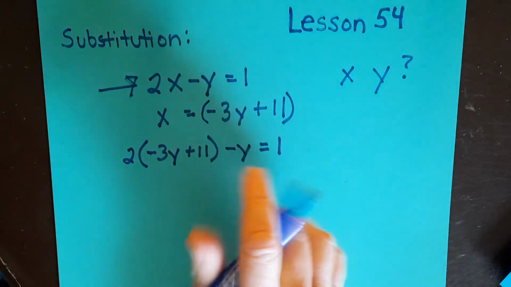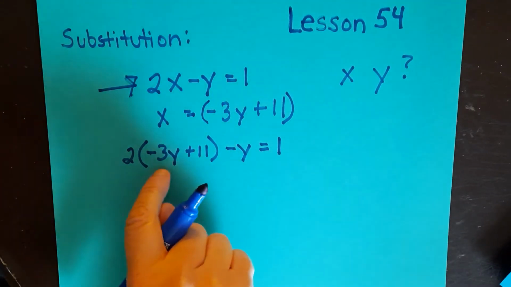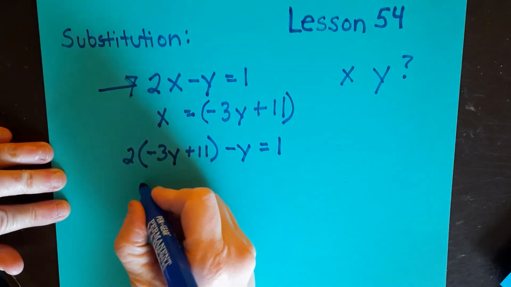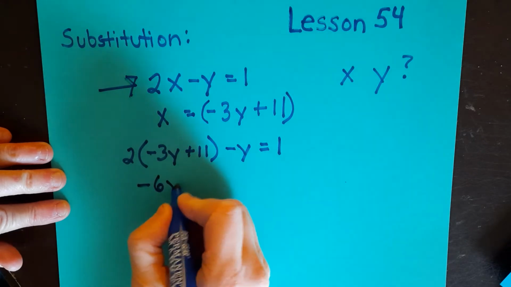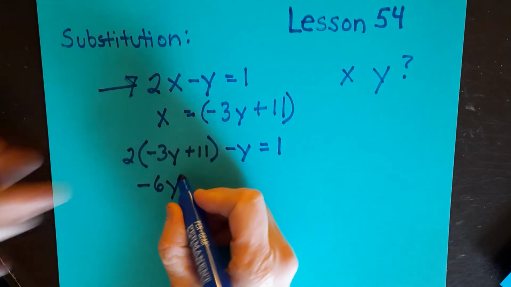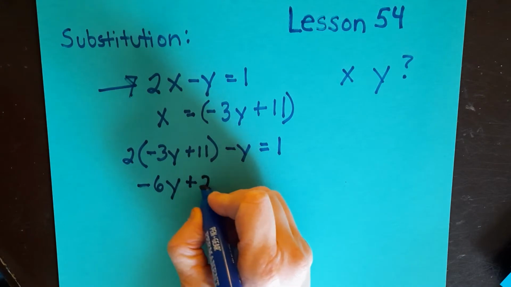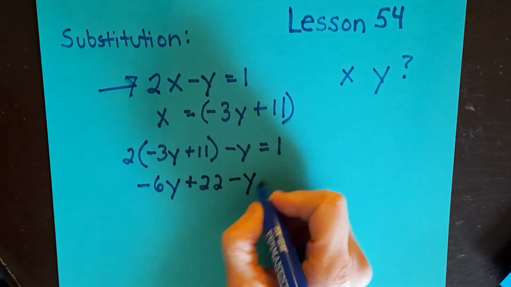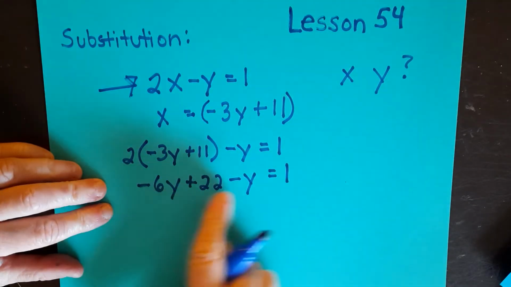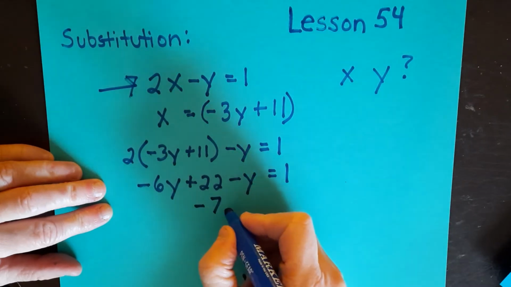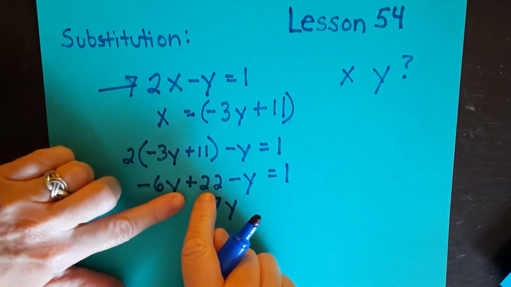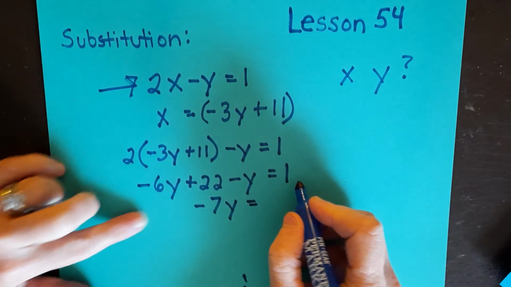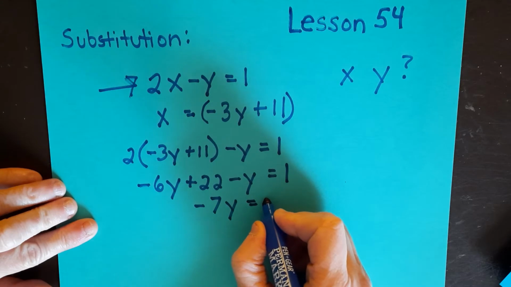Now we can solve this because we only have y's, and if we only have one letter, one variable, then we can solve the equation. So due to the distributive property, we get negative 6y, because 2 times negative 3, and then we're going to multiply that 2 times 11. Keep watching the signs. And now we're going to subtract y, and that equals 1. Now we have negative 6y minus y, which gives us a negative 7y. We're going to subtract 22 from both sides, which gives us 1 minus 22 is negative 21.